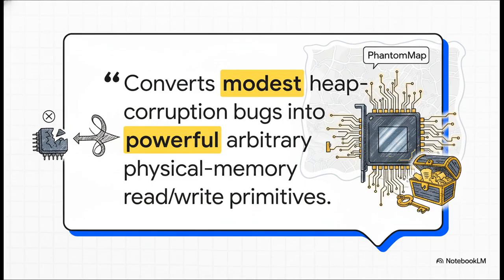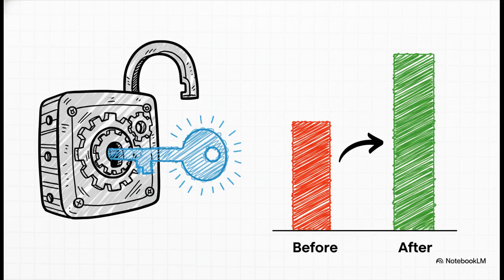What PhantomMap really does is act as a vulnerability amplifier. It can take a pretty modest, maybe even unexploitable heap corruption bug and turn it into the absolute holy grail of kernel exploitation, a stable, reliable, arbitrary physical read-write primitive. And the practical results really speak for themselves. This technique was used to build the first known public exploit for a CVE that was previously thought to be too hard to use. In another case, it took an unreliable exploit that worked less than half the time and cranked its success rate up to a stable 90%.